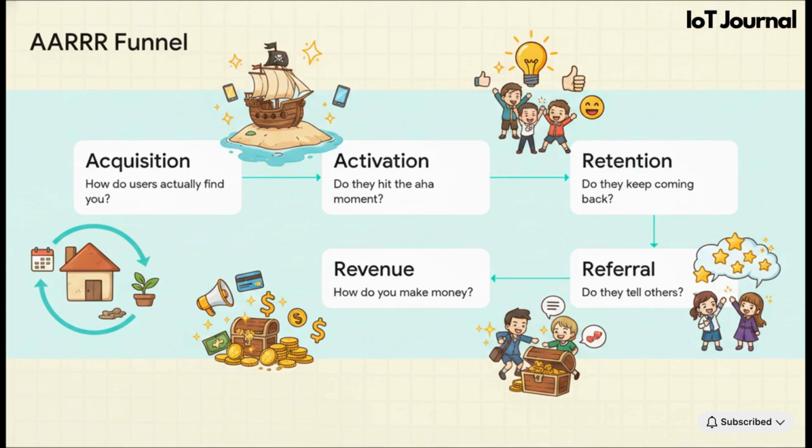Step 3 is retention. Do they come back? Step 4 is referral. Do they love it enough to tell their friends about it? And finally, step 5 is revenue. How do you actually make money from all this user behavior? By mapping your data to these 5 distinct steps, you can instantly see exactly where your bucket is leaking.